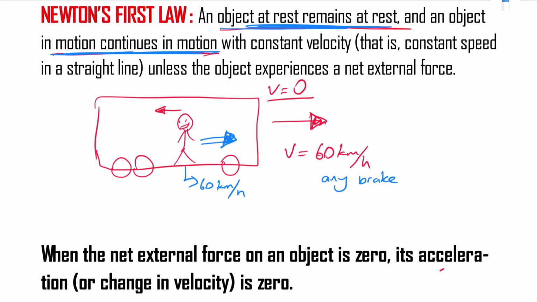Here, there is another important note. When the net external force is 0, acceleration is 0. In the next page I will explain more about what the net external force is. If the net force on an object is 0, acceleration will be equal to 0. If the acceleration is 0, we have two cases: the object is moving with constant velocity, or velocity can be 0. In these two cases, acceleration equals 0.